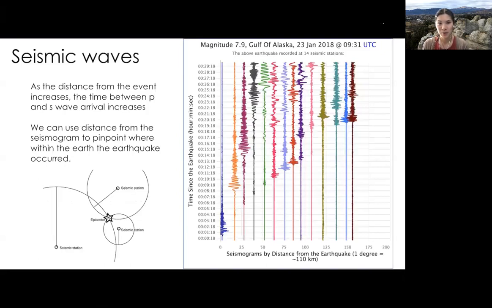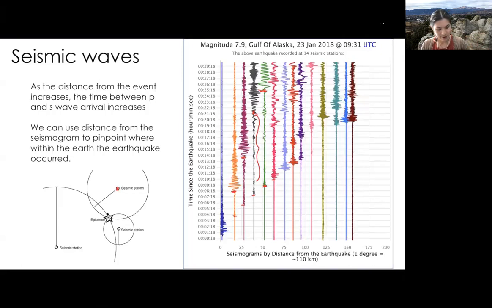Here is one earthquake and how it's been recorded on 14 different seismic stations. And these seismic stations are ordered by their distance away from the earthquake. And you can see on each of these the different arrival times. So we have first the P waves arriving, and then the S waves. And that distance between the P and the S wave arrival is increasing with increasing distance away from the earthquake. So we can use that time between P and S wave arrival to calculate what the distance is.